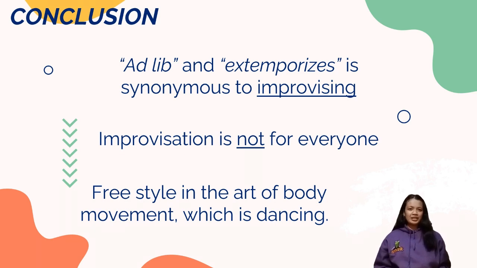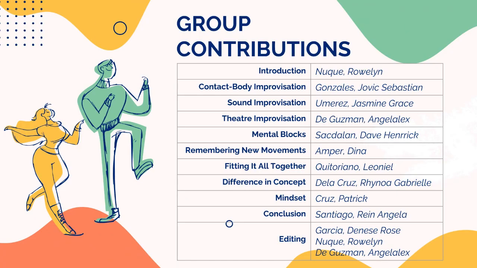And that wraps up our video presentation regarding Chapter 6, Lesson 3 about the improvisation of art forms, containing contact body improvisation, discussed by Jovi Gonzalez, sound improvisation, which was discussed by Jasmine Omeres, and theater improvisation that was discussed by Angel Alex de Guzman. And solving improvisational challenges, which contains mental blocks explained by Dave Sakdalan, remembering the movements explained by Ate Dina Amber, fitting it all together explained by Lionel Cotoriano, differences in concepts explained by Reynoa de la Cruz, and mindset, which was explained by Patrick Cruz.